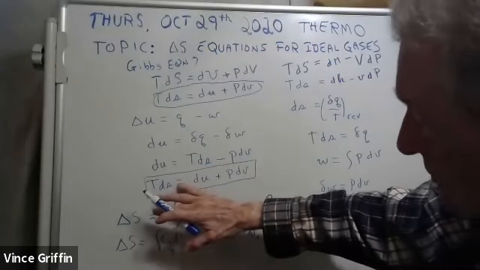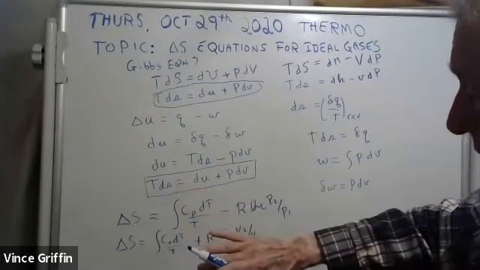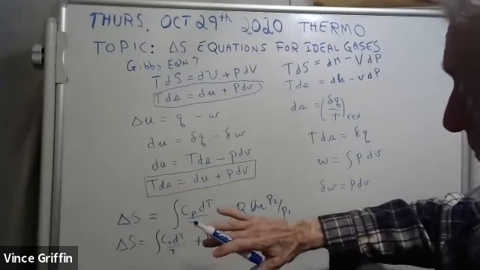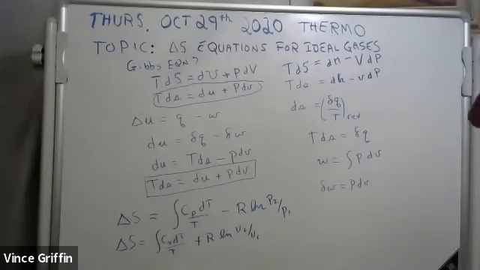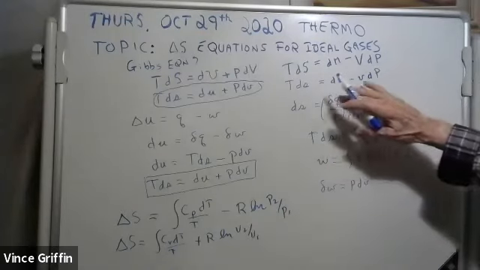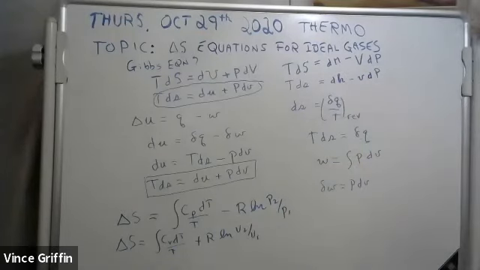Now I can show you from this Gibbs equation how to get to the equation for entropy change. But first, let me go ahead and get the other Gibbs equation. This is the other Gibbs equation. Let's see if we can do that.